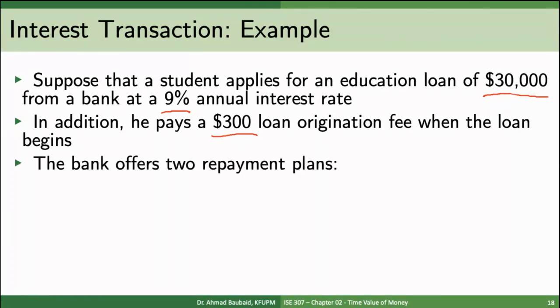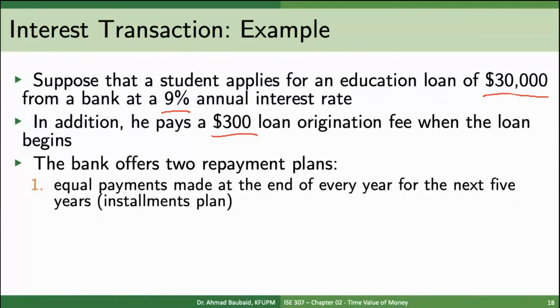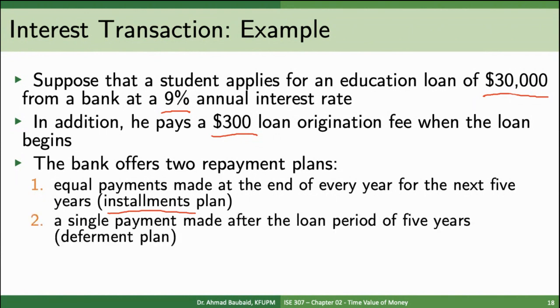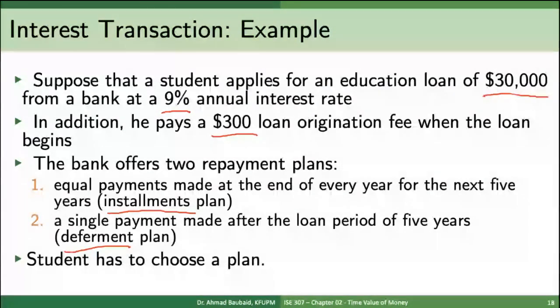And the bank says you have two options in order to repay me, or to give me my money back. One option is you can pay equal payments at the end of every year for the next 5 years, right? So this is an installments plan. This is Aksat. Another one is you pay one time at the end of the 5 years, right? And this is called a deferment plan. To defer means you postpone something, okay? So basically you either pay it every year over the next 5 years, or you pay one single payment at the end of the 5 years. Those are the two options, and the student has to choose a plan.